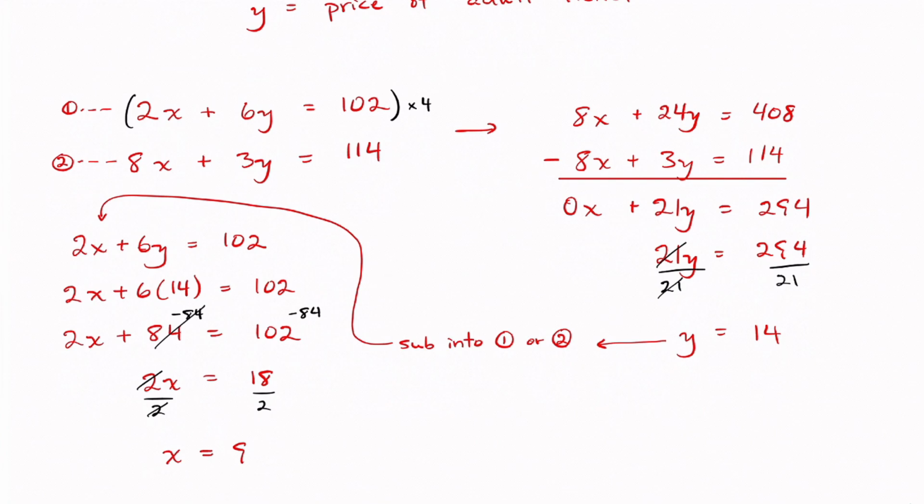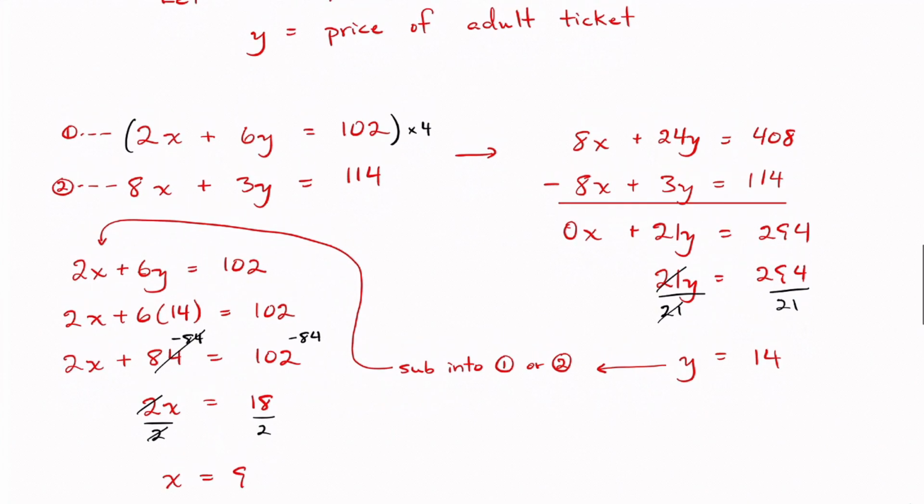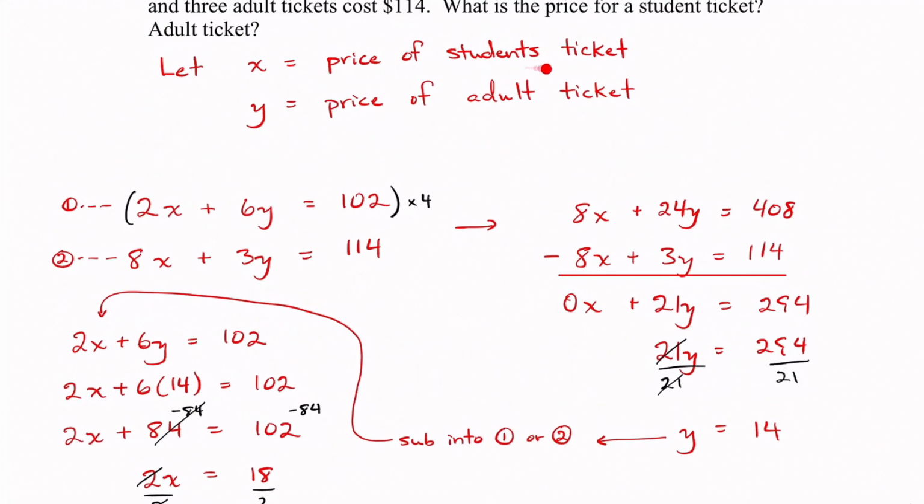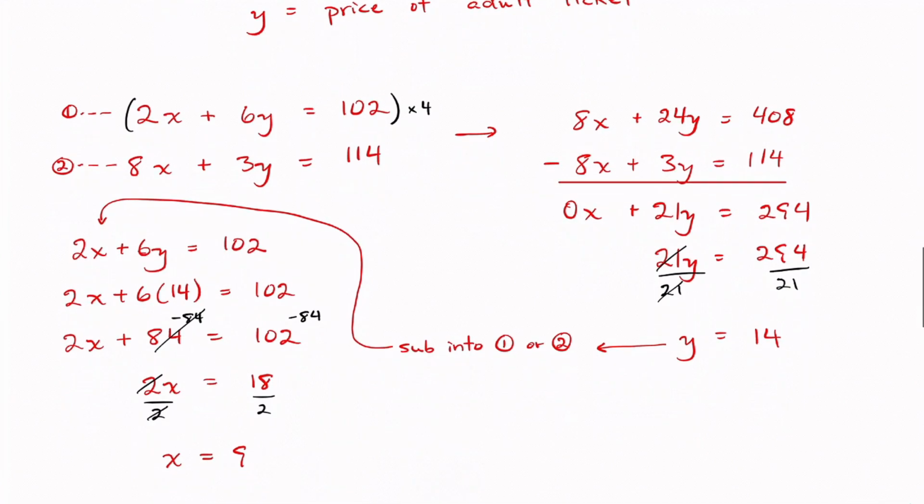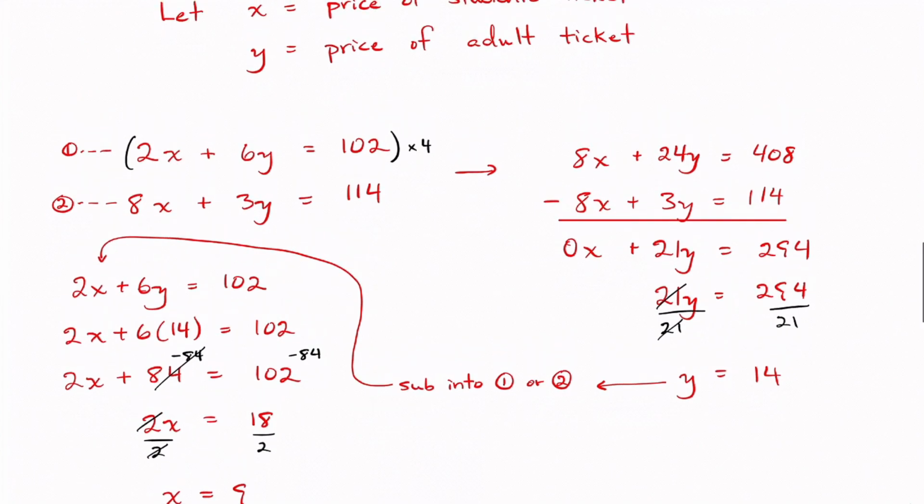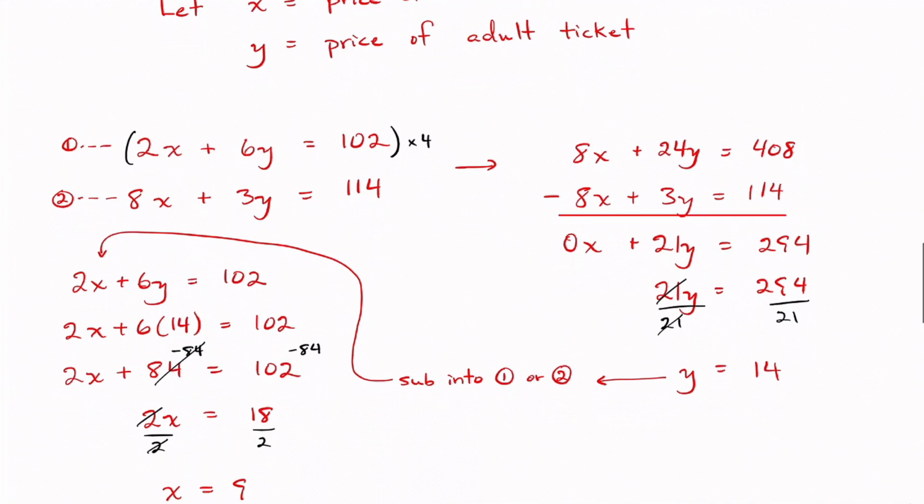So because this was a word problem, the answer we get has a little bit more of a meaning behind it. So x equals 9, remember at the top we said x was the price of a student ticket. So if x is 9, that tells me that the price of a student ticket is $9. And then if y is equal to 14, that was the price for an adult ticket, so the adult ticket price is $14. So let's just write that down here.